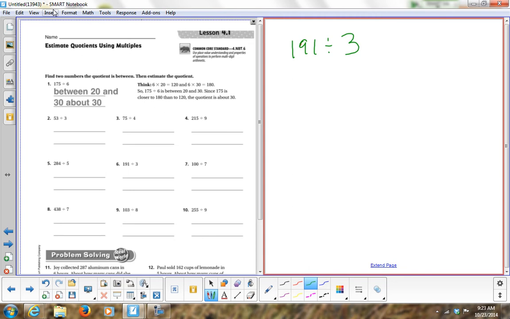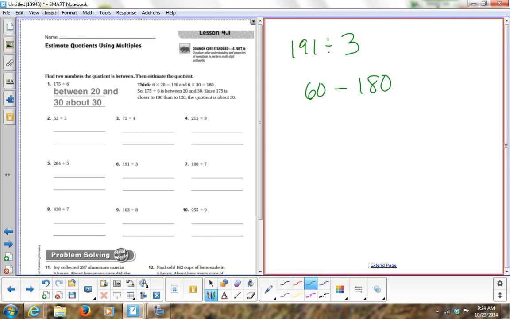A multiple of 10. Not 91. 90. 3 times 90 is 270. Is that still too high? Yes. Okay. Abhishek? 3 times 60. 3 times 6 is 18, so 180. Yes, 180. Okay, that's closer. What other number?